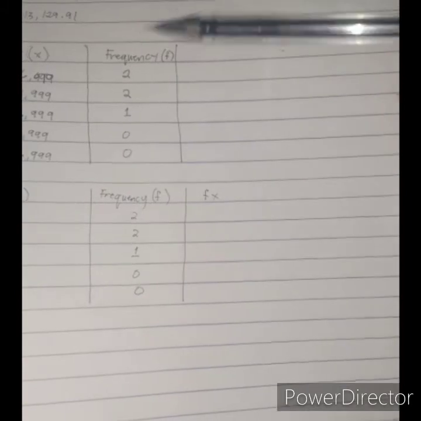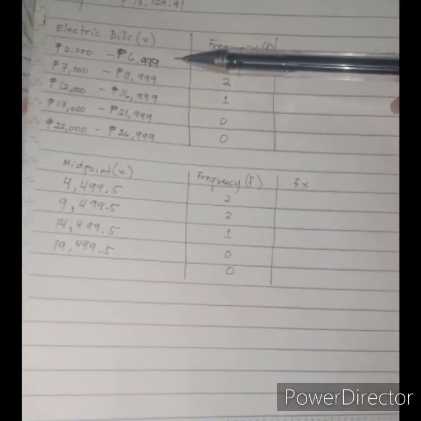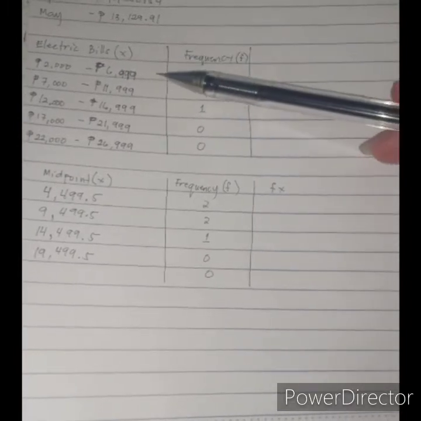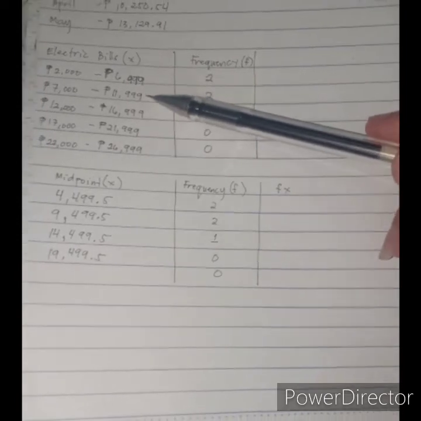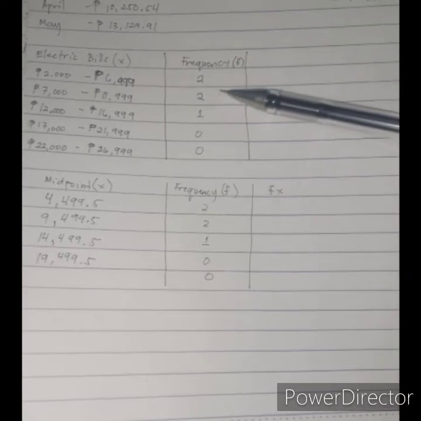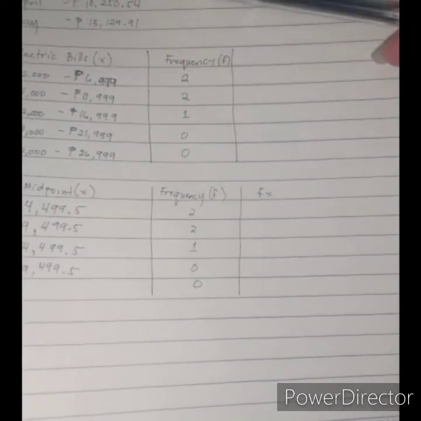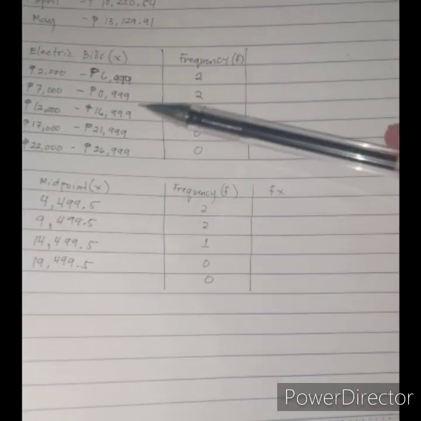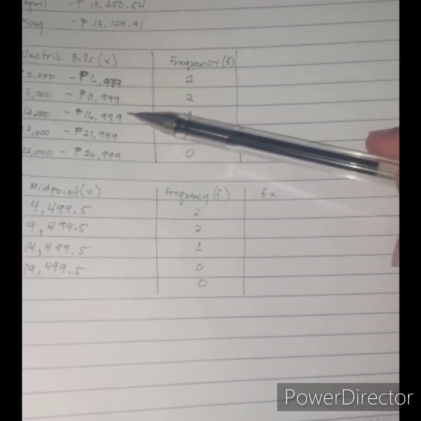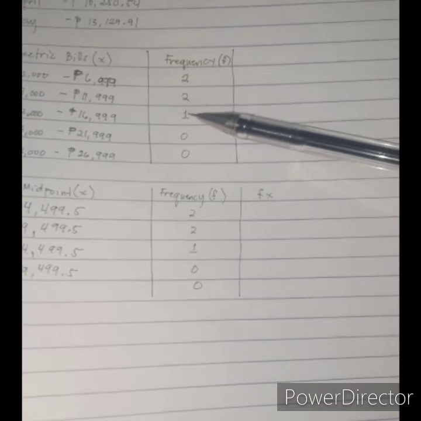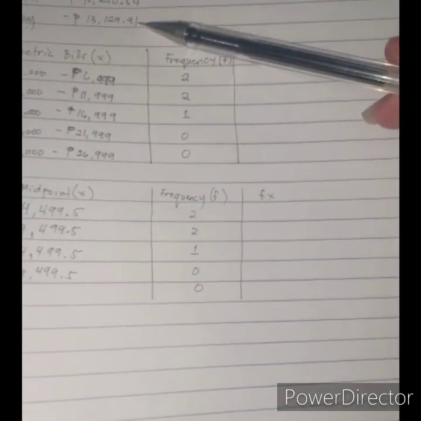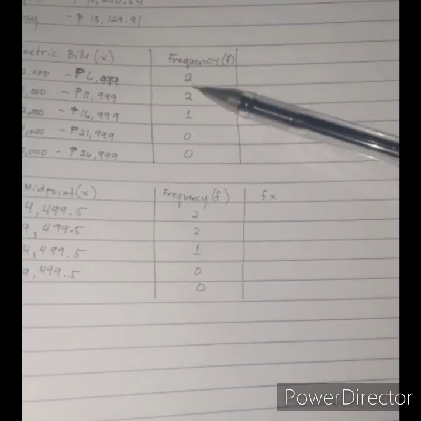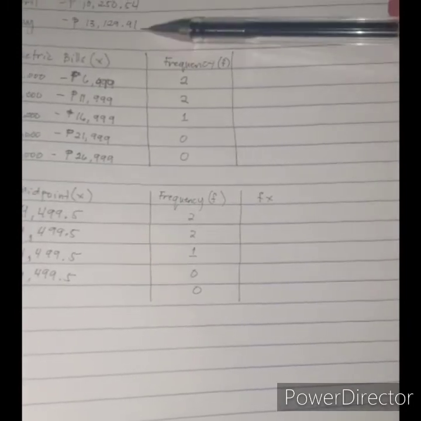Based on the given, the frequency in the first range is 2, since January and February fall in the first range. In the second range, 7,000 up to 11,999, it also has 2 frequencies, because the electric bills in March and April belong to the second range. In the third range, 12,000 up to 16,999, it only has 1 frequency, because only the month of May is included. In the following ranges it is 0, because 2 plus 2 is 4 plus 1 is 5, and we only have 5 data.